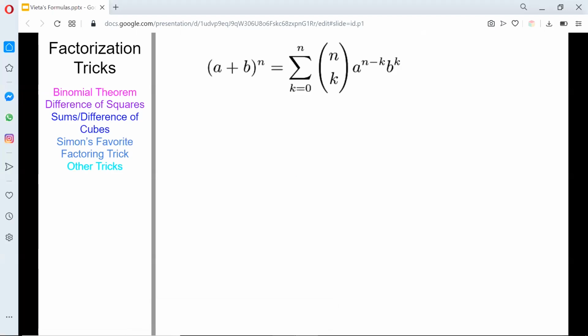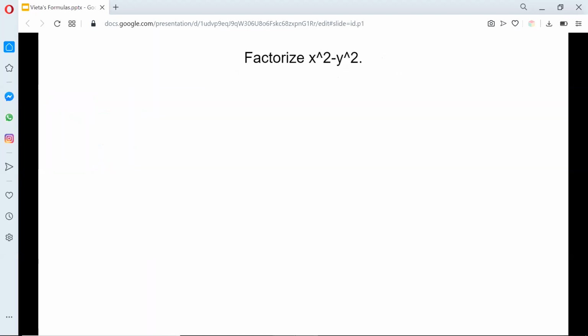So this is the binomial theorem. You can expand anything of the form a plus b all raised to the nth power. Okay, so this is a difference of squares. So in general, x squared minus y squared can be written as x plus y times x minus y, right?